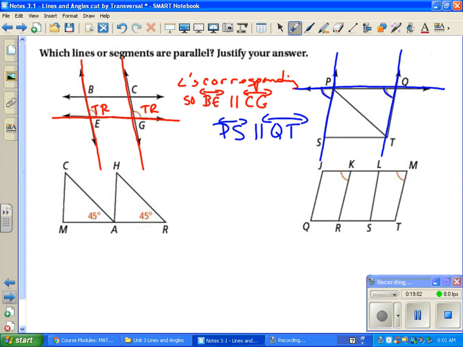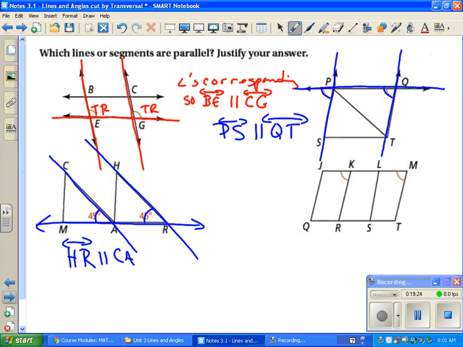Over here at these 45-degree angles, this is your parallel lines, and here is your transversal that cuts them. I think this is also going to be corresponding again. So we have the lines HR that is parallel to CA or AC. And last but not least, this line touches both angles. This line and this line touch those angles. Again, they're corresponding because they're in the bottom left corner.